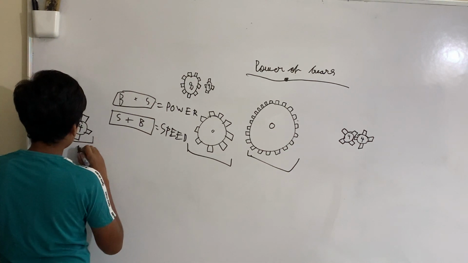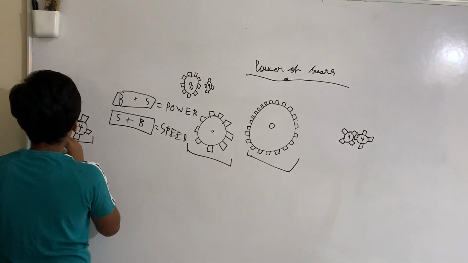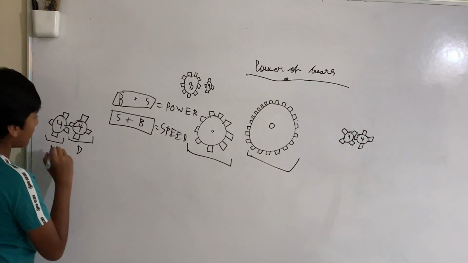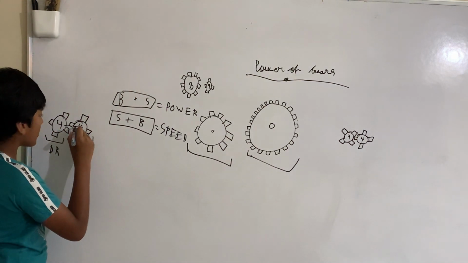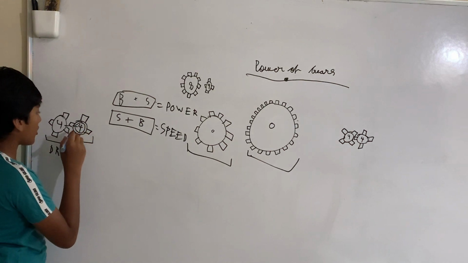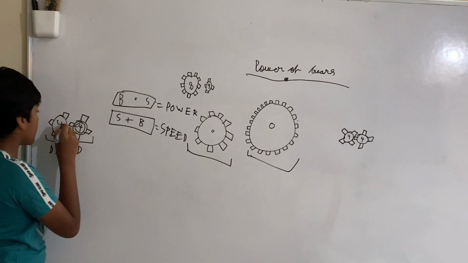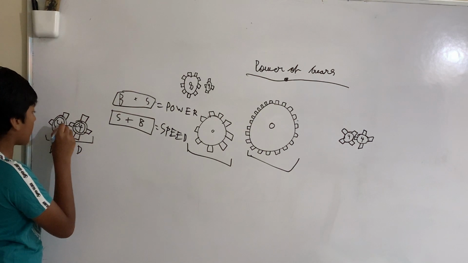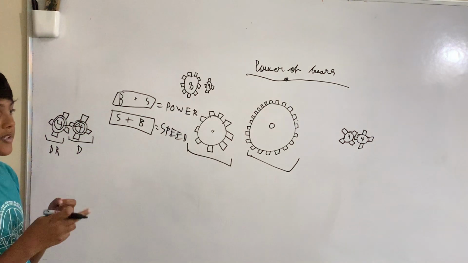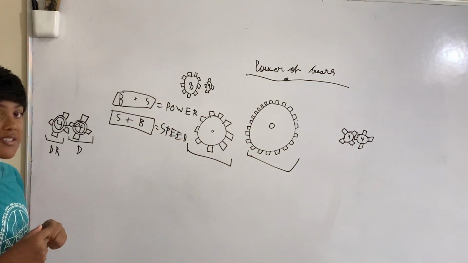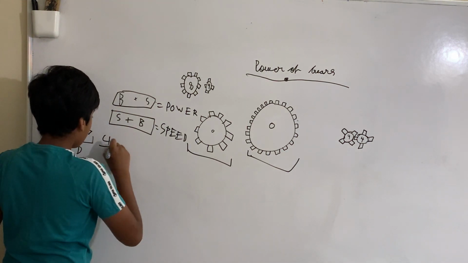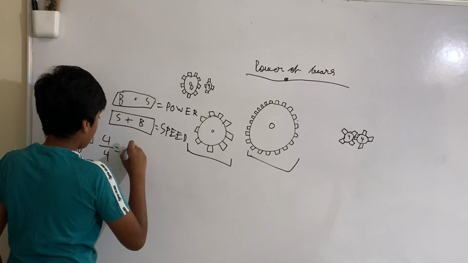Then we use the driver gear. This will be counted as D, and this will be counted as DR. So D here will be moving, and it starts moving up. This will be moving clockwise. The other gear, DR, will be moving counterclockwise. And since they're the same size, they're basically moving at the same speed, the same ratio. So it's basically 4 on 4, which equals 1 on 1.